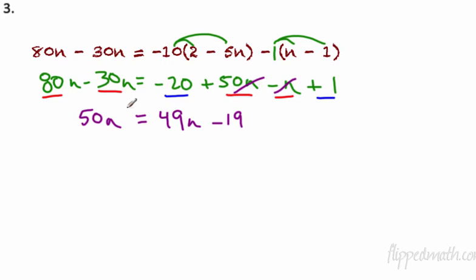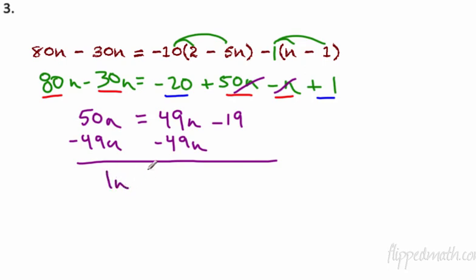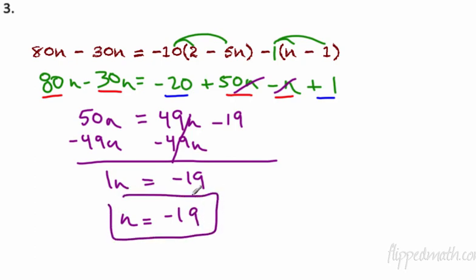Well, now look, we have variables on both sides. You want to pick the term that is smaller. So that's the 49 and do the opposite. So we got negative 49n, negative 49n, both sides of the equation. Draw the line, read it like a book, left to right. So 50n minus 49n is 1n. The equal sign, these cancel out, and then we have a negative 19. Guess what? 1n you can divide by 1, but 1n is just n. N equals negative 19. Voila! Whew! That was ugly. Let's do another one.